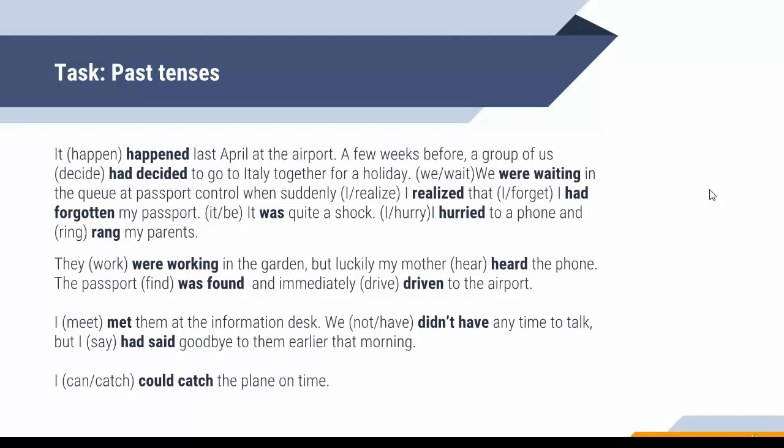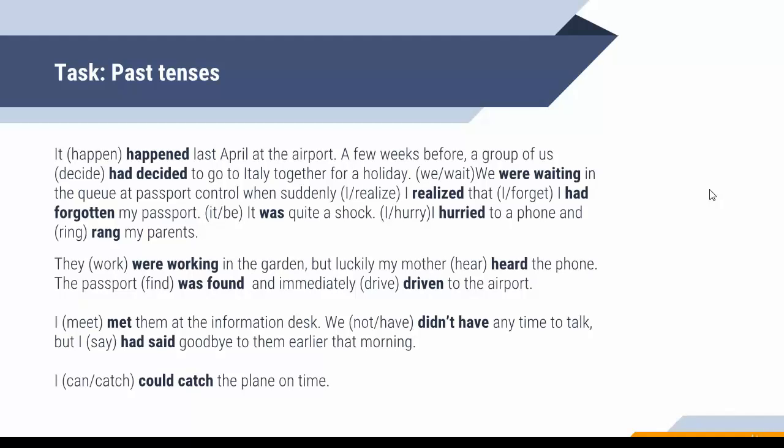You always need to be careful about the context of the sentences. You need to be careful if you speak about something which is actively happening or if you need passive. So the passport was found, passive, and immediately driven or was immediately driven.